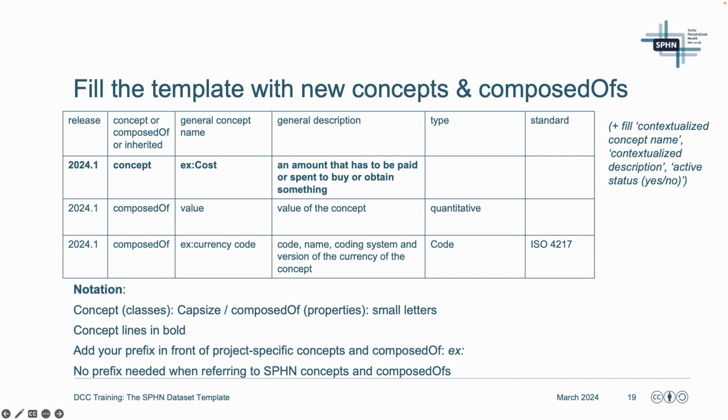Some additional tips. For concepts, you should use CamelCase notation, and for composed of only small letters in lowercase. Concept lines can be highlighted in bold so that they stand out and you see which composed of actually belong to which concept, because they are usually below that concept. And as stated already previously, project-specific concepts and composed of must be referred with the project prefix in front, followed by the colon. And there's no need for adding a prefix when you refer to an SPHN concept or existing composed of.